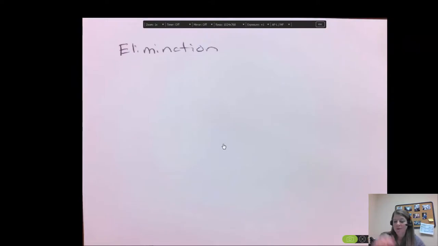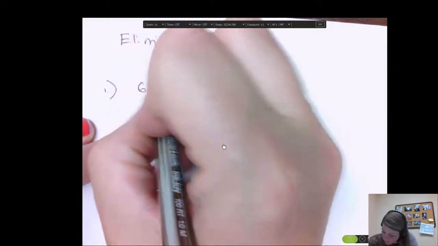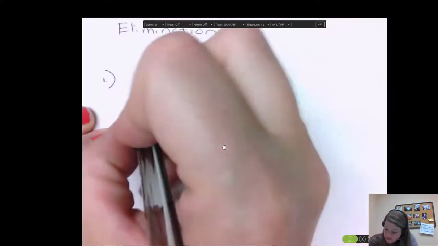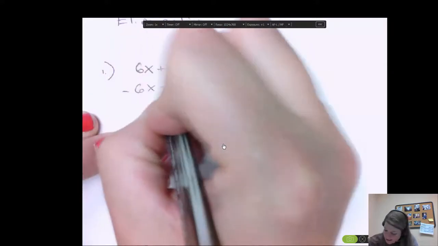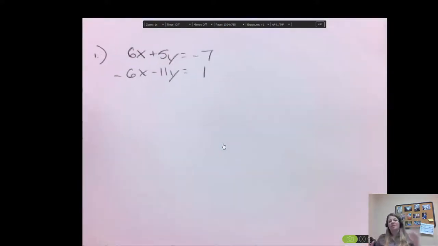Okay, so we were starting elimination. So the whole idea of this is to add down. Let me show you an example because it doesn't make sense when I'm saying add it down until I've shown you what I mean. So I have 6x plus 5y equals negative 7, and I have negative 6x minus 11y equals 1. So let's say I just saw this system of equations.